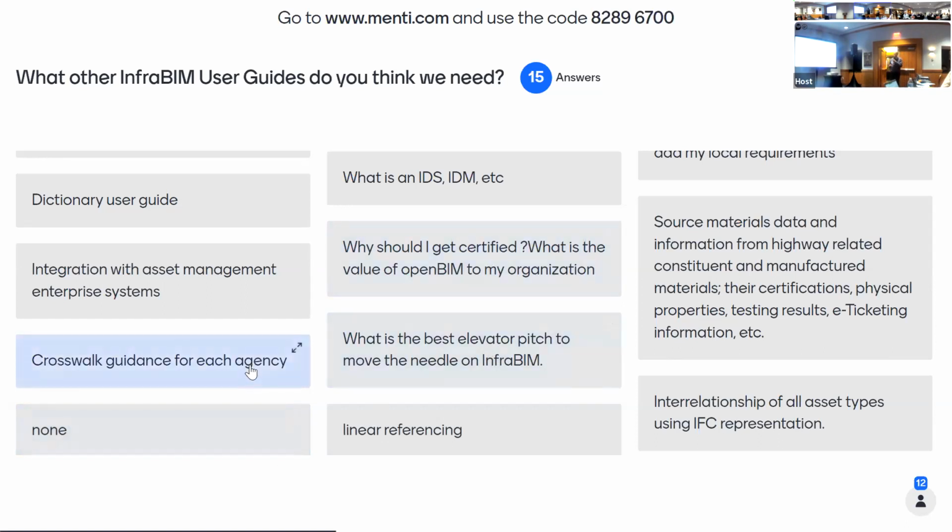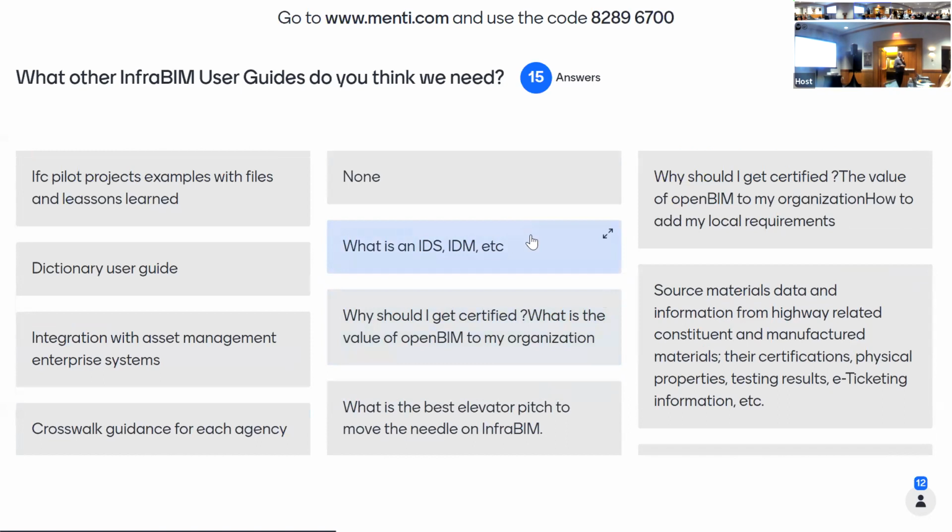Cross-border guidance for each agency. Someone to explain that one? Thanks, Jim. This is Michael. I put that one in, actually the previous one as well. We look at integrating our existing systems with IFC and imagine it's an agency by agency crosswalk needed, so maybe general guidance could help. Just as simple as mapping attribute fields.